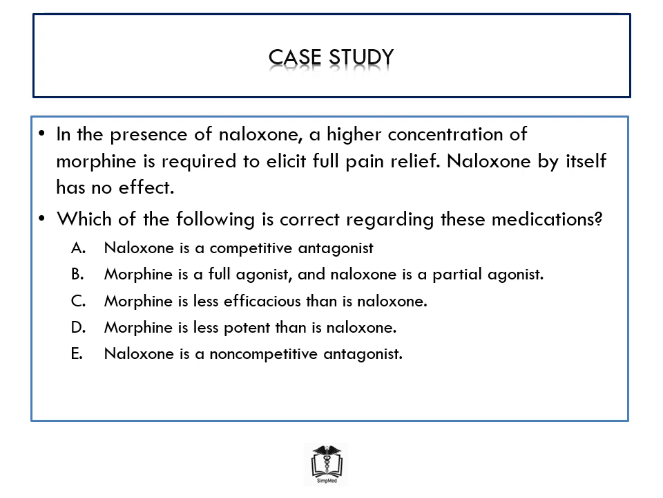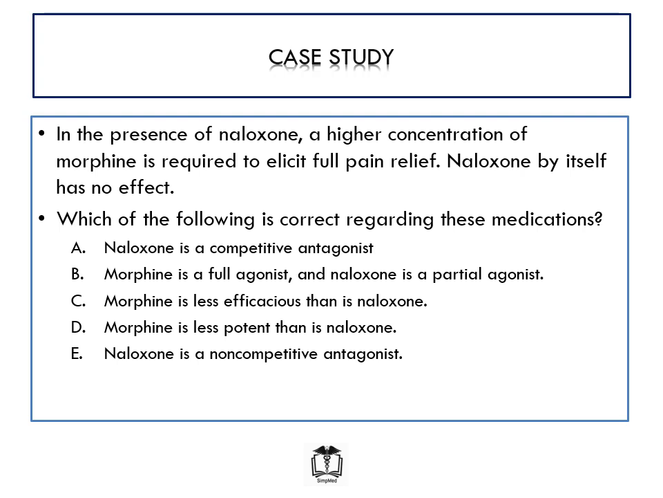And this is a case study for you to try out. In the presence of naloxone, a higher concentration of morphine is required to elicit full pain relief. Naloxone by itself has no effect. Which of the following is correct regarding this medication? A says naloxone is a competitive antagonist. B says morphine is a full agonist and naloxone is a partial agonist. C says morphine is less efficacious than naloxone. D says morphine is less potent than naloxone. E says naloxone is a non-competitive antagonist.